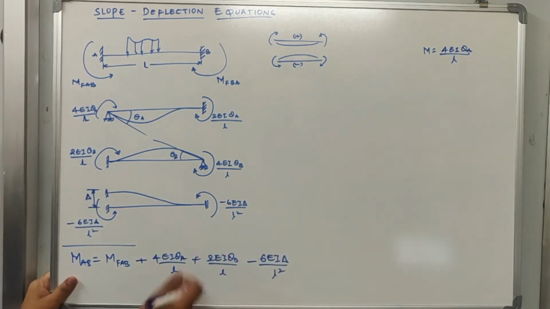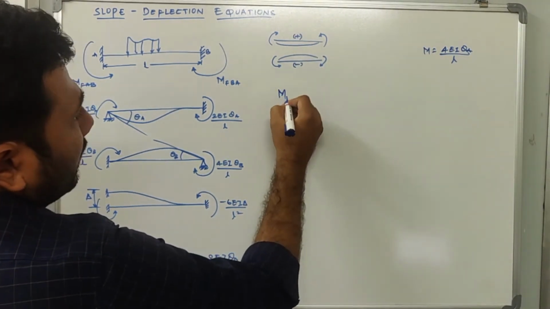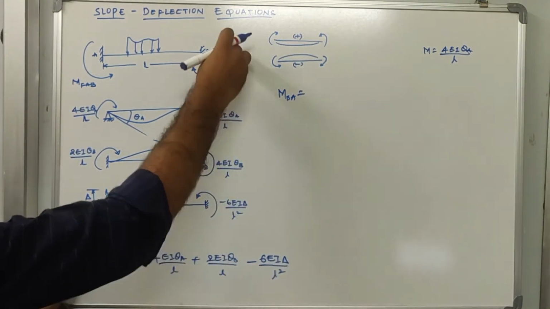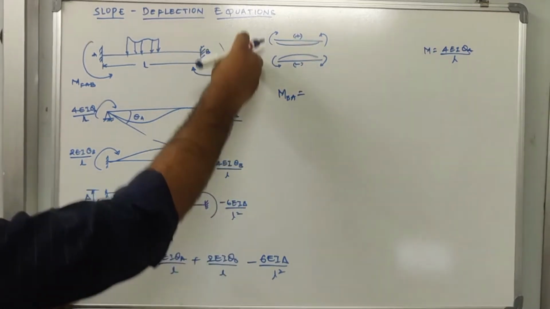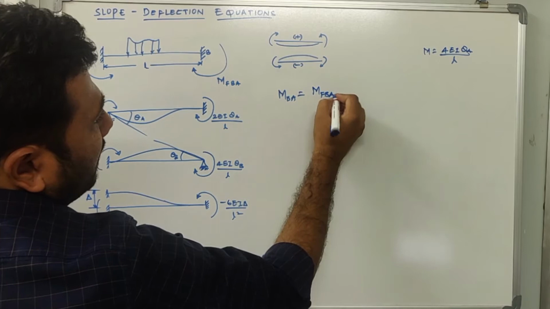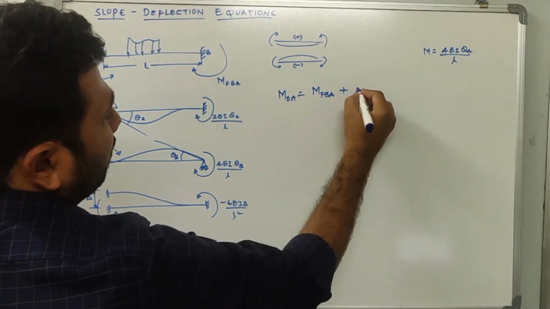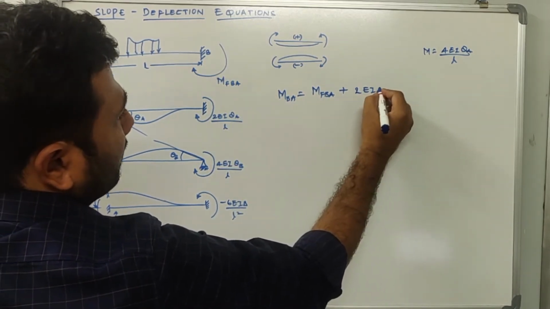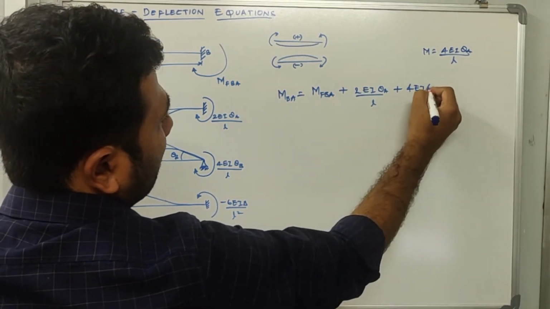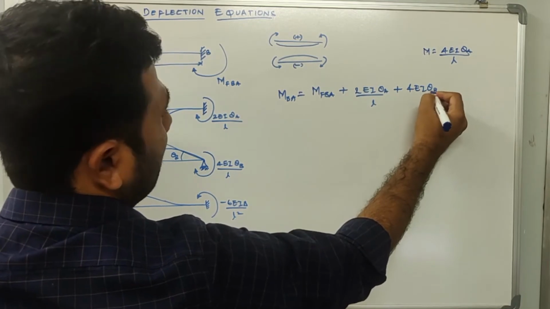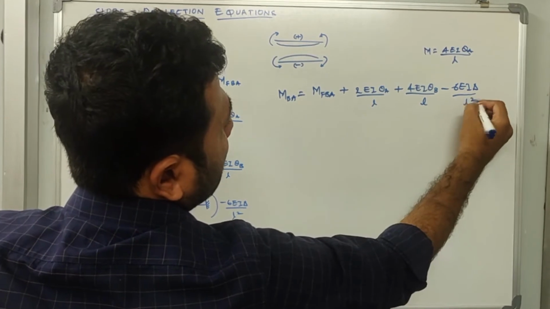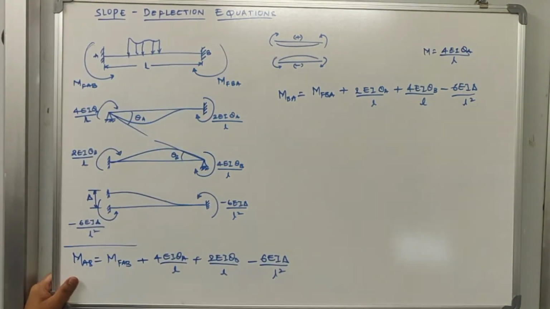Similarly, I can also write the equation for MBA. To write it, I have to add all the moments on the right side. First, MFBA, the fixed end moment at end B, plus 2 EI theta A divided by L, plus 4 EI theta B divided by L, minus 6 EI delta divided by L square. This is what the equation will have.